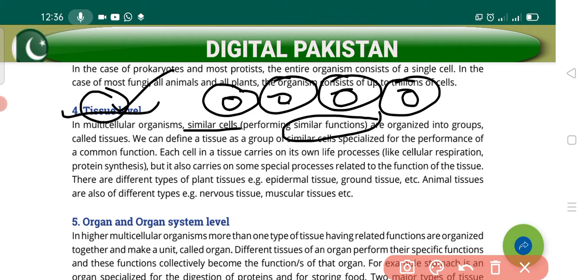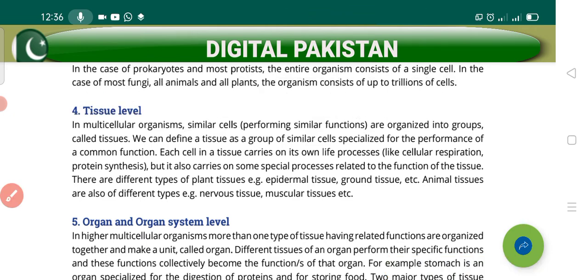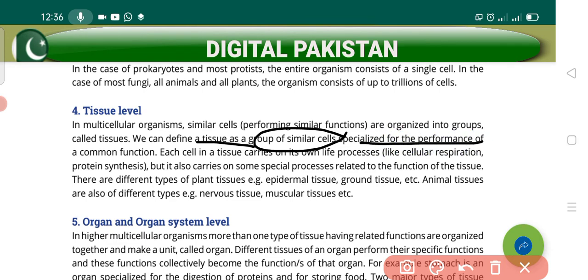It is just like that, beta, you all are in pre-9 class. You all are of the same level. You all have the same teachers right now. You all have the same course. So what is that? This is the tissue level. This means that if similar cells arrange themselves in a group and perform the same function, then that will be known as a tissue. So students, we can define tissue as a group of similar cells specialized for performing a specific or common function.